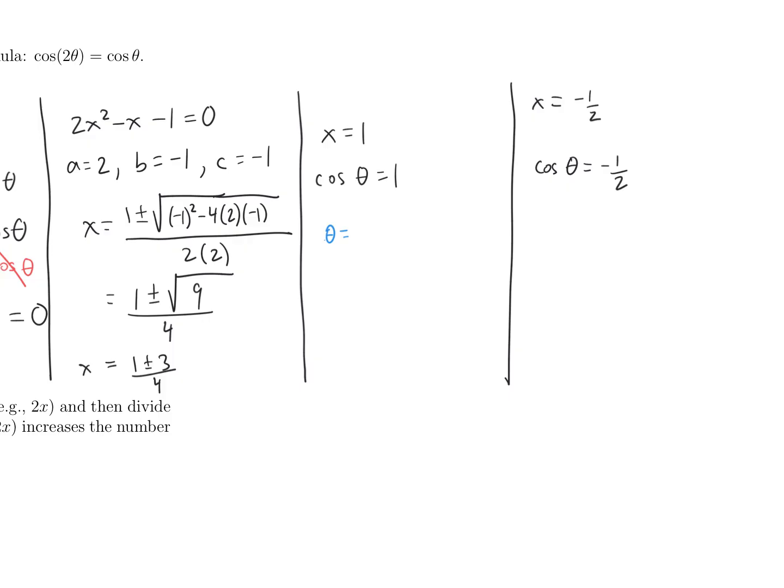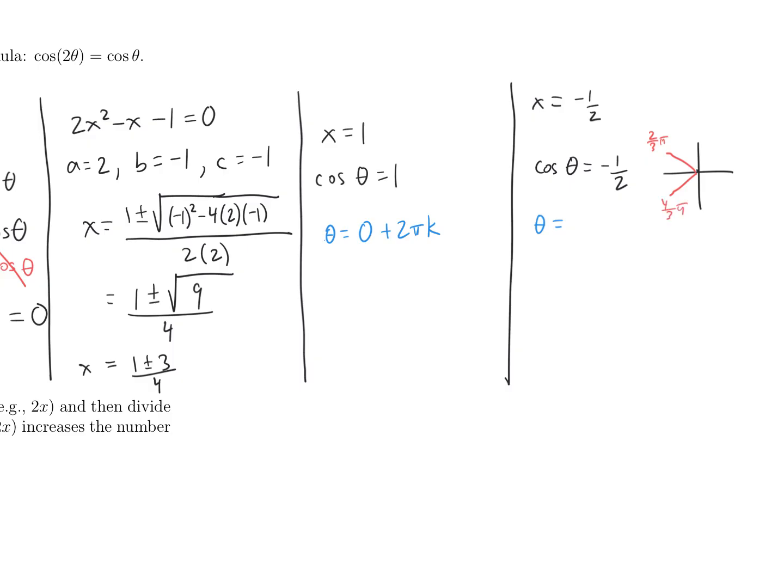Actually, it's equal to 0, right? 0 has a cosine value of 1. But since we're looking for all solutions, we have to add 2 pi k to that. And then this one has 2 solutions. One solution will be in quadrant 2, and the other will be in quadrant 3. And those 2 angles are going to be 2/3 pi and 4/3 pi.